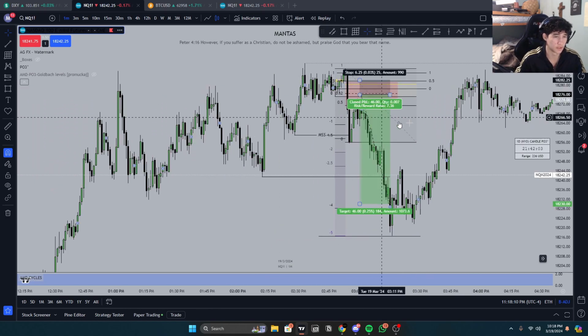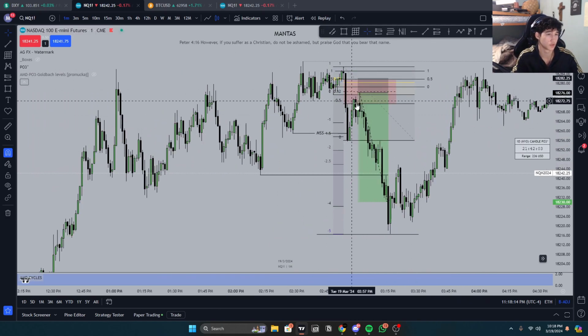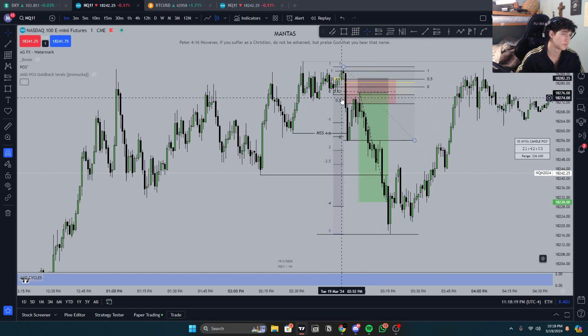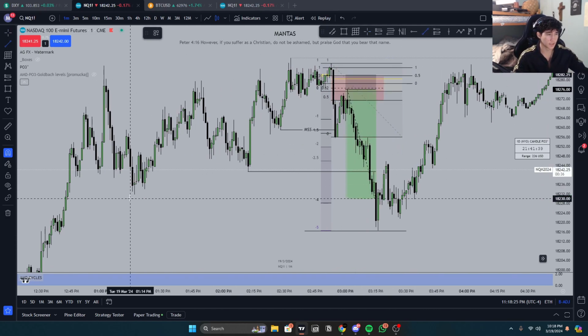And this is basically just a 2022 model: shift in market structure, retracement into OTE, fair value gap. I don't really think 2022 has breakers. I mean, he talks about it, but we retraced into those breakers, so it was a good short of a 2022 model. And I took partials.